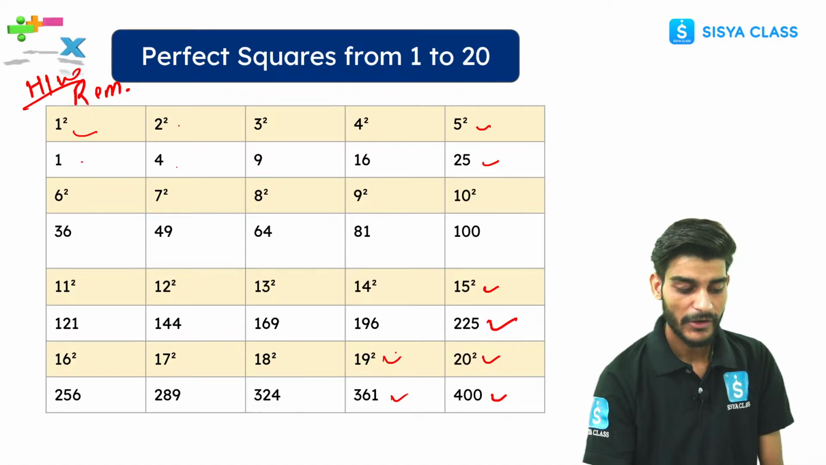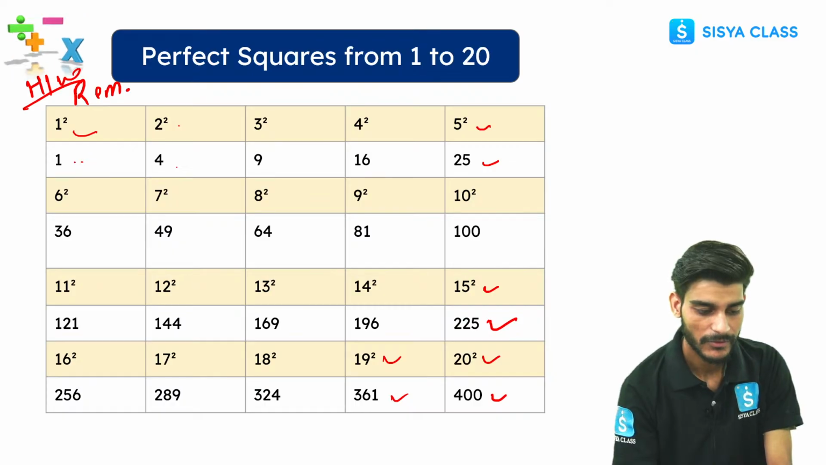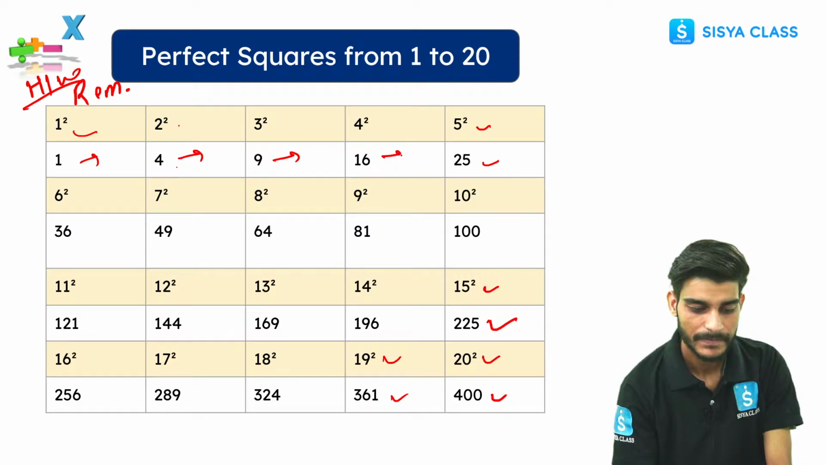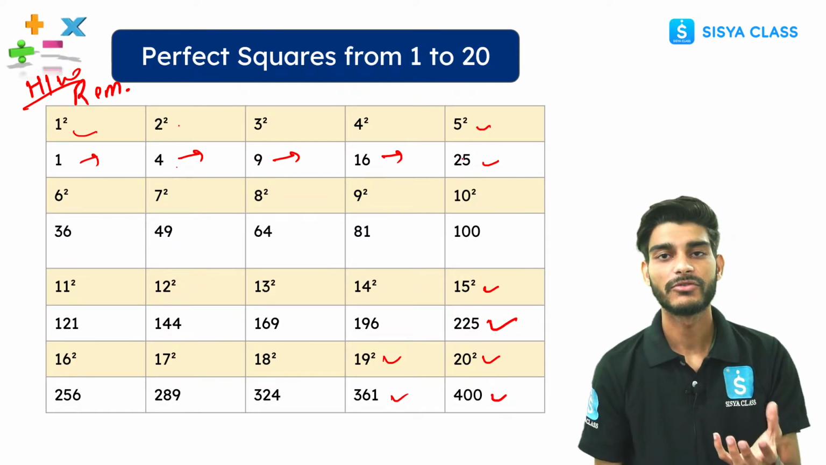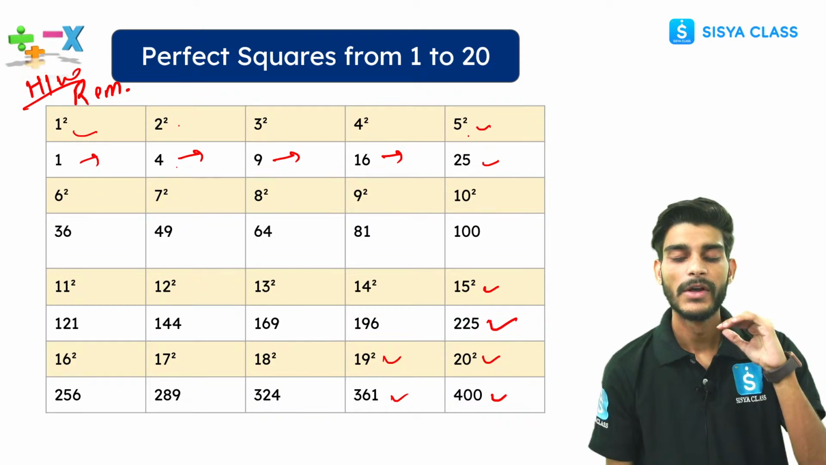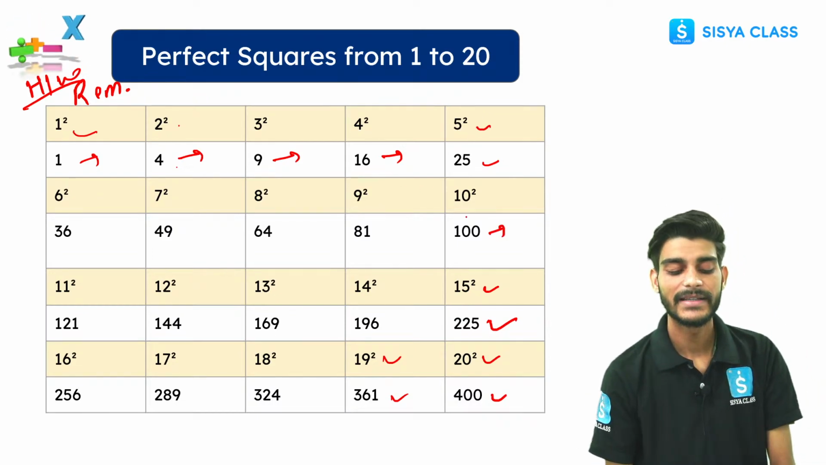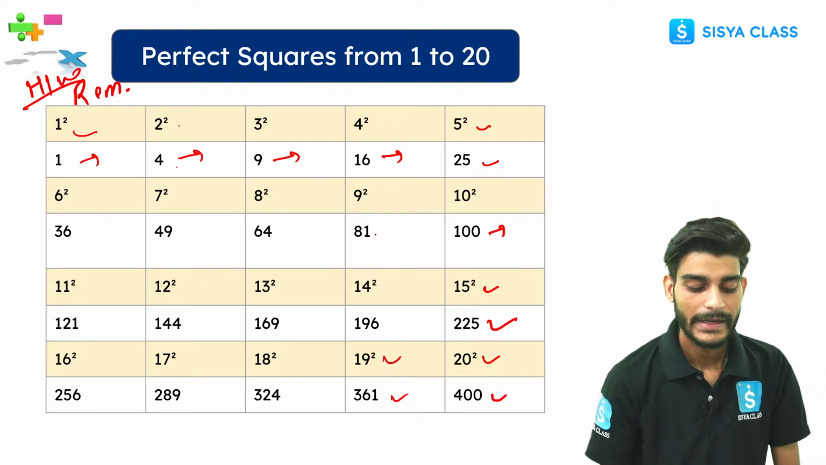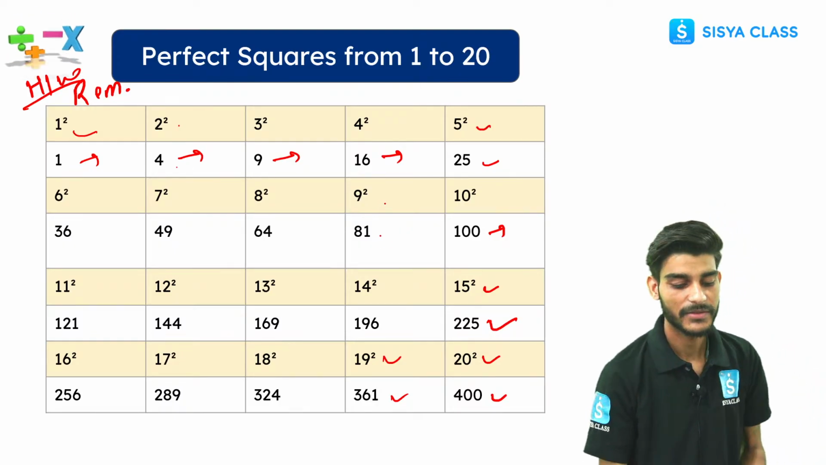Clear? Now, if you observe the white ones, all these numbers are perfect squares, right? 25, obviously these are square numbers, so this can be written as 5 into 5. Clear? 100, I can write this as 10 into 10. 81, I can write this as 9 into 9. So this was the definition of perfect squares, right?